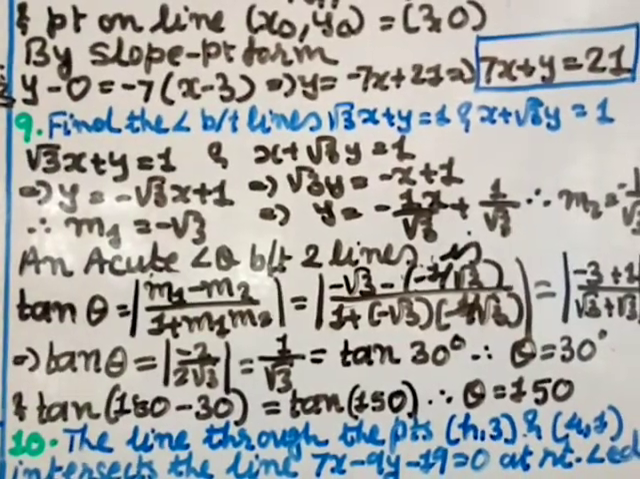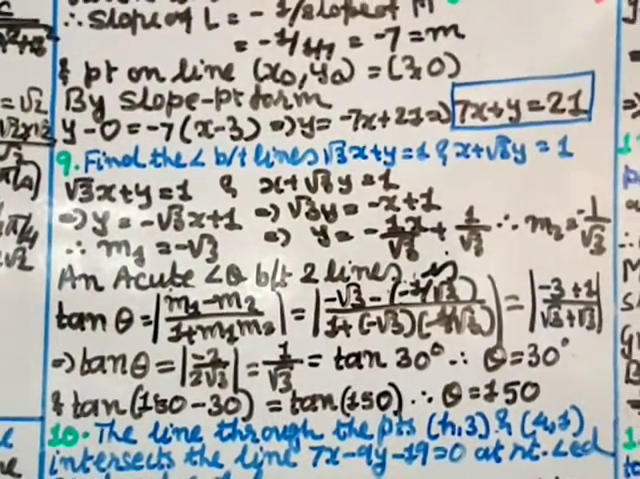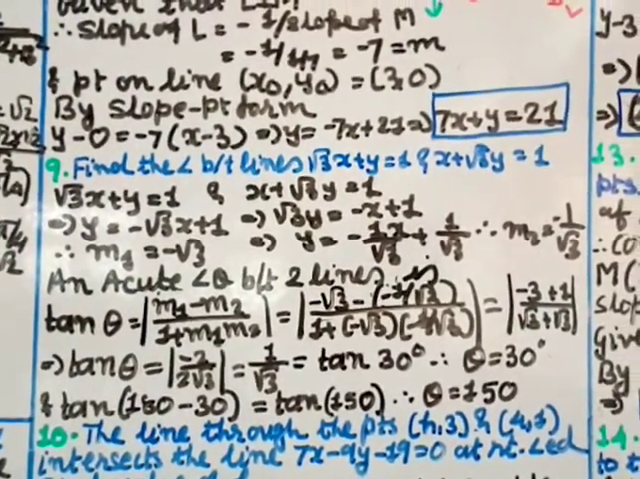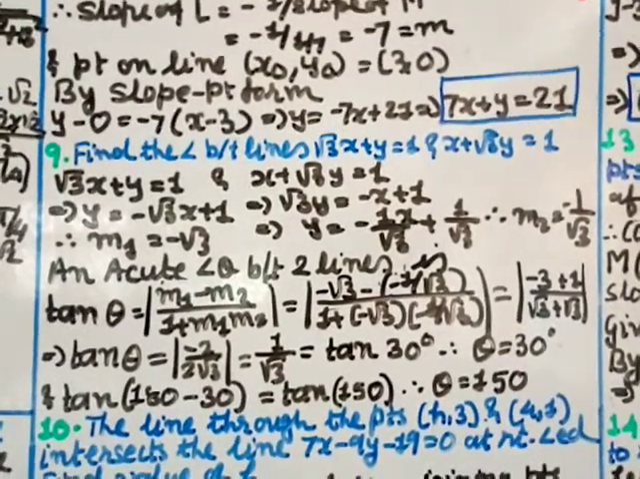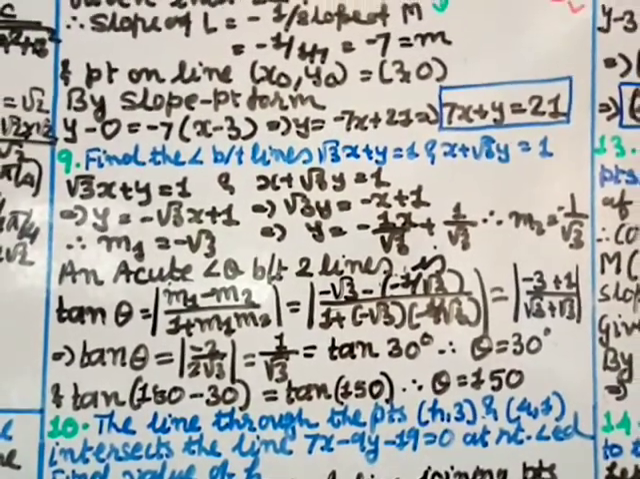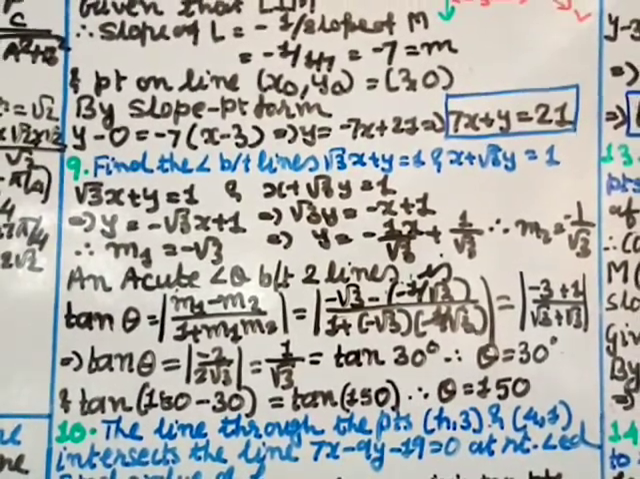Question number 9. Find the angle between root 3 x plus y equal to 1 and x plus root 3 y equal to 1. So you are given two lines. You have to find the angle between these two lines. So first I will find the slope of each line. First slope I will call m1.